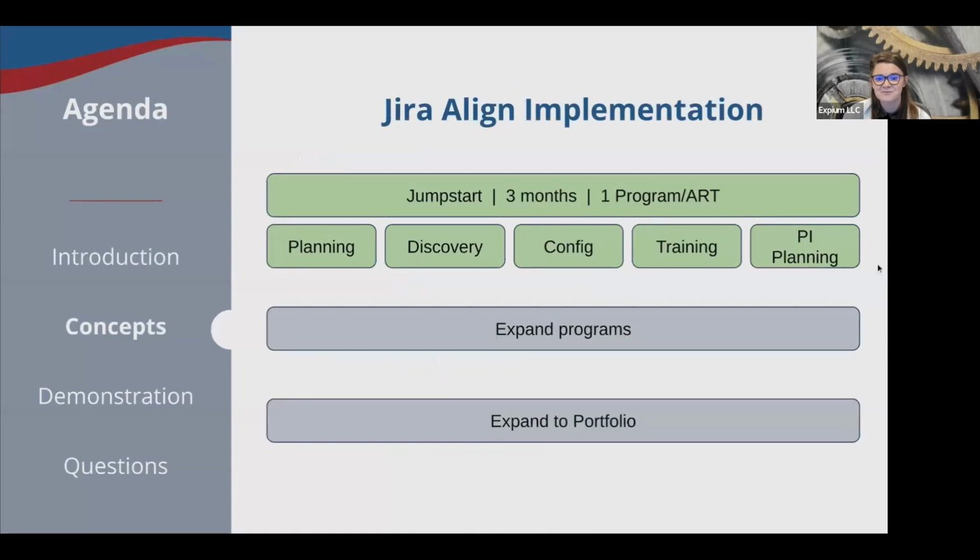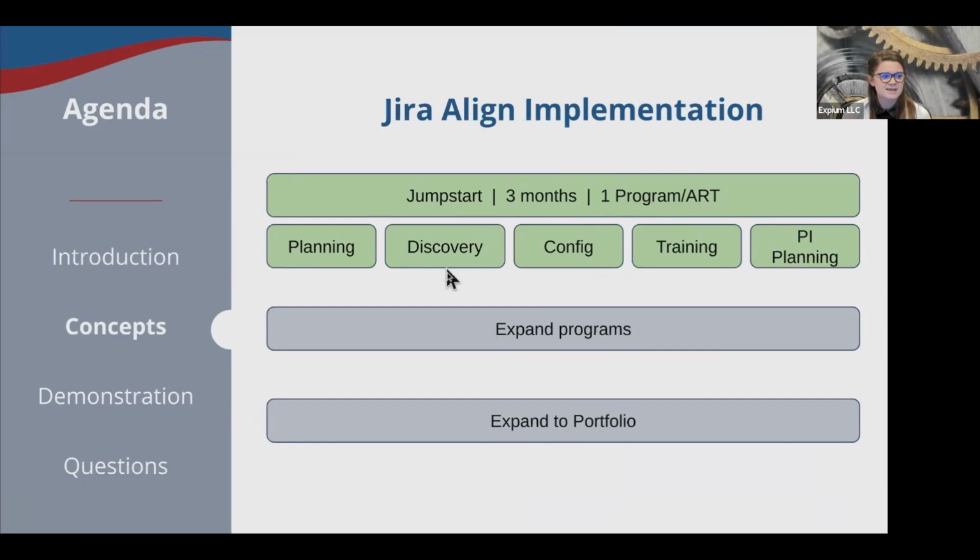Now that we've talked about the concepts of Jira Align, it often leads us to the discussion of, okay, how do I actually implement this? There's a typical standard process that you'll see with pretty much any partner who's helping you implement Jira Align. Usually we start with just a single program or Agile release train, and we implement this over 3 to 6 months, depending on how quickly you're able to move.